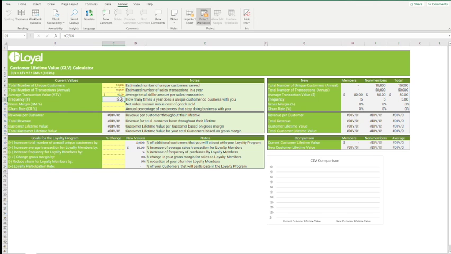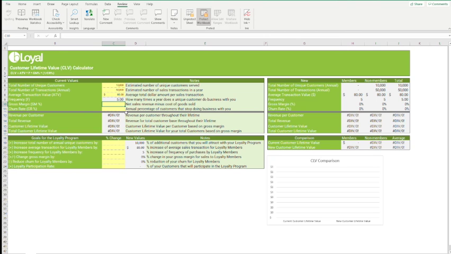As you can see, our frequency has already been calculated. Frequency refers to how many times a year a unique customer does business with you. And this number is found by dividing total number of transactions by total number of unique customers. So 50,000 divided by 10,000 gives you 5.